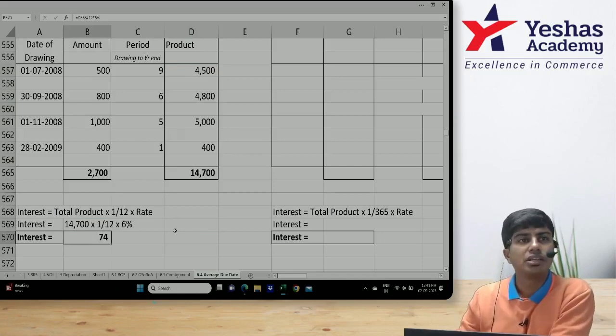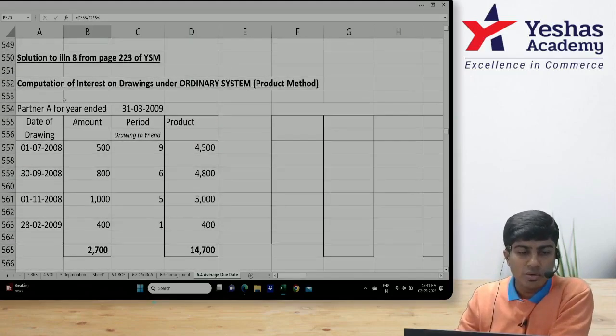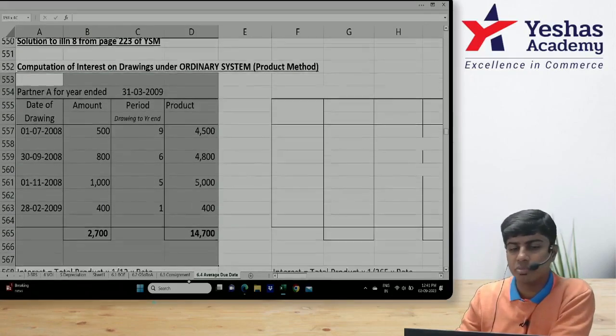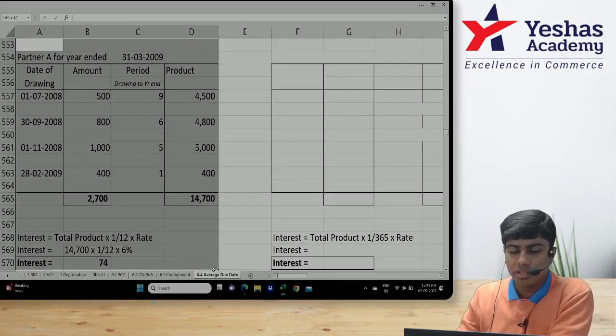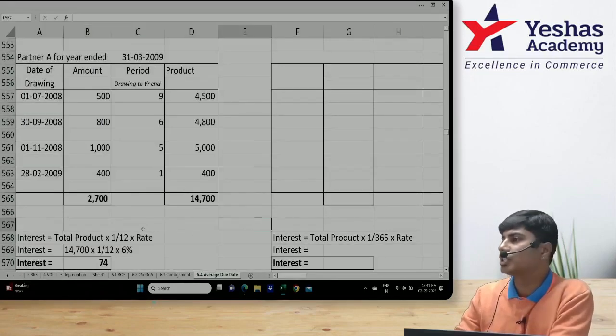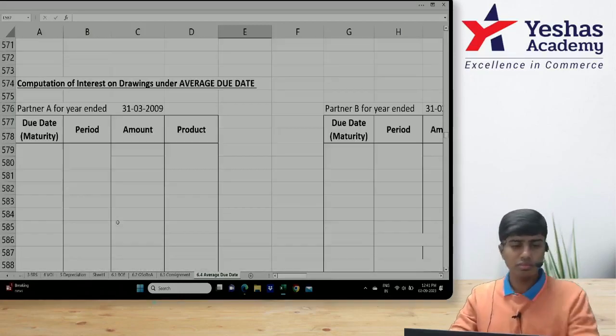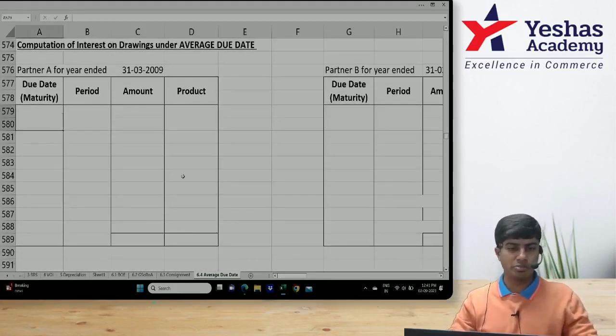74 is the interest. Did you all get this? This is how you find interest under product method. Which method? Usual product method. But we can apply the concept of average due date to this. Shall we? Now, let's see how to apply average due date concept to this.